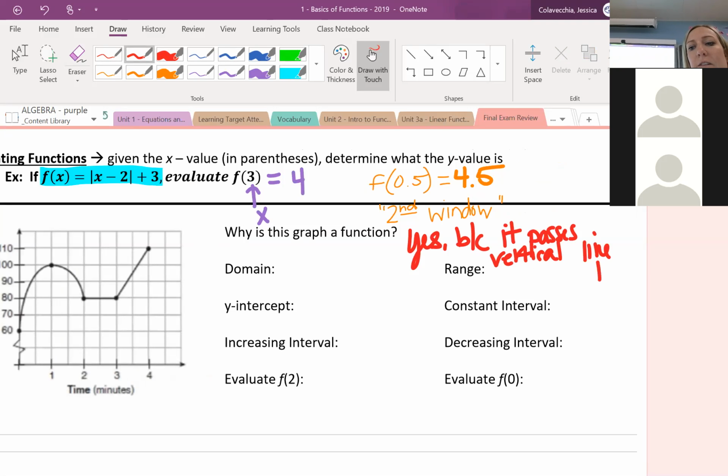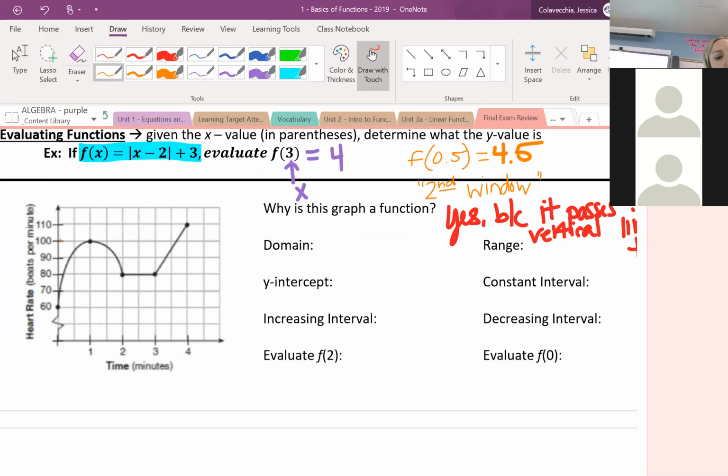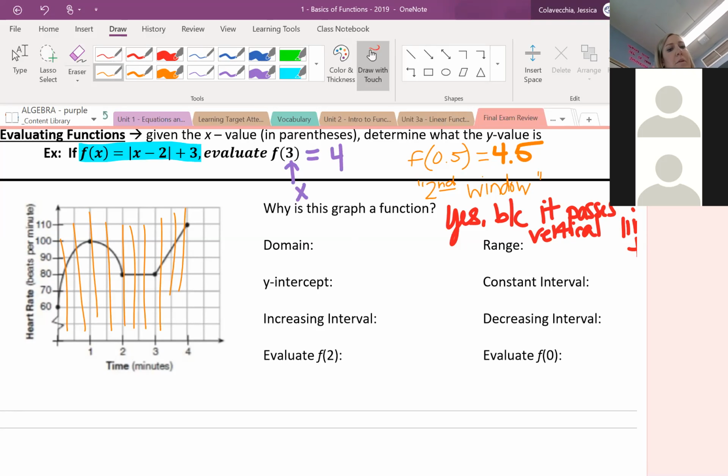Line test. Okay, again, how do I know that? If I drew vertical lines, okay, what does passing the vertical line test mean? What just happened? Each vertical line only touched the graph once. Yep. Okay. Let me erase those to make the rest of our life easier.